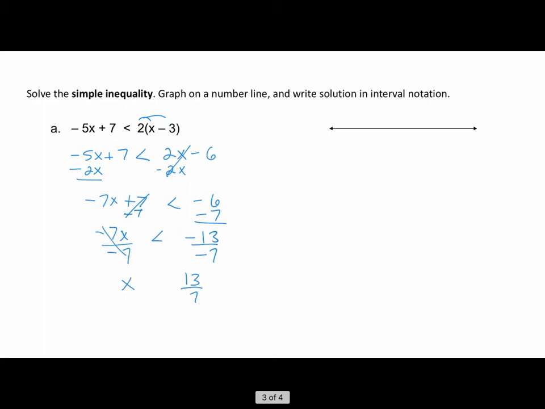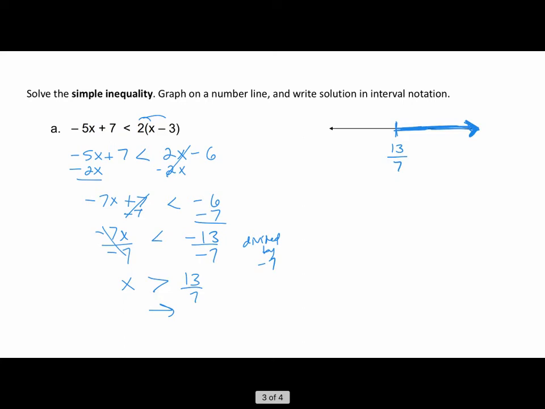But I divided by a negative number, so that means flip the symbol. Okay. And so my reference number on the number line is 13/7. I don't really care what that is, a decimal or mixed number. It's 13/7. That's fine. And I need all numbers greater than that. So greater is to the right of. So all of these numbers are solutions to the statement.